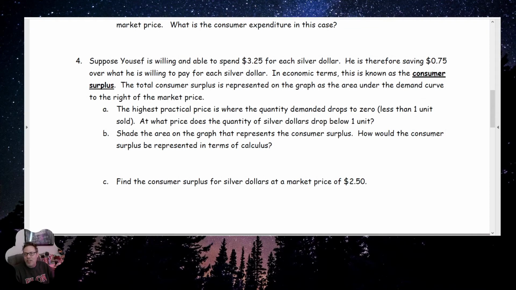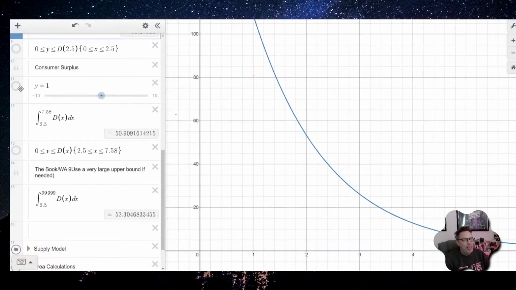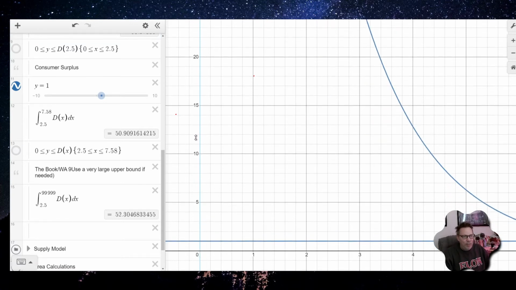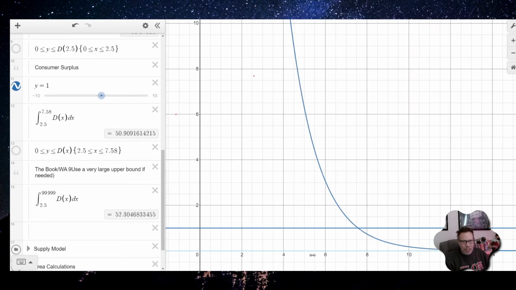At what price does the quantity of silver dollars drop below 1 unit? Well, quantity is my vertical axis. So what I want to do is I want to just plot y equals 1. So if I plot y equals 1, I get this line down here. Let me move this and try to focus in on that line a little bit. Well, I'm going to have to move this over here, and there's an intersection point.